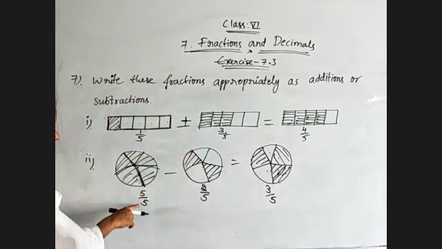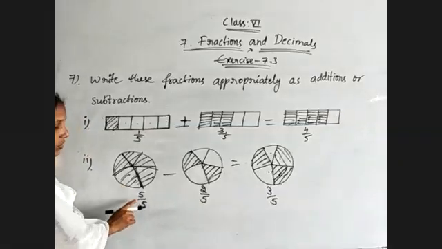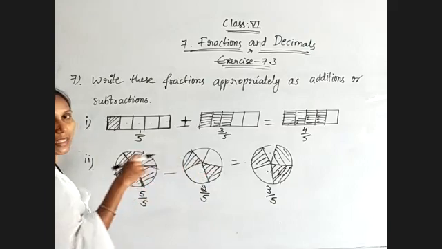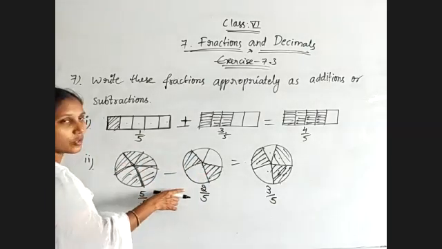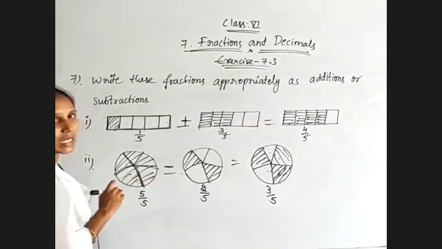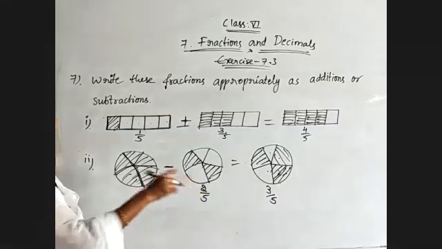Now observe, all are having denominator 5 only, which means all are like fractions. So 5 and 2 we have here, and the result will be 3. Between 5 and 2 we need to perform subtraction. 5 minus 2 is equal to 3. Then 5 by 5 minus 2 by 5 is equal to 3 by 5.